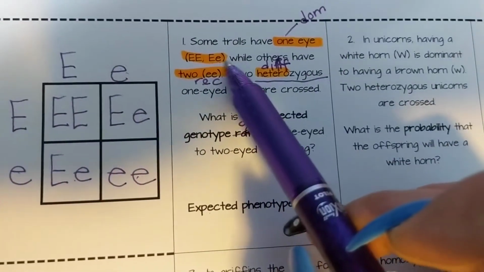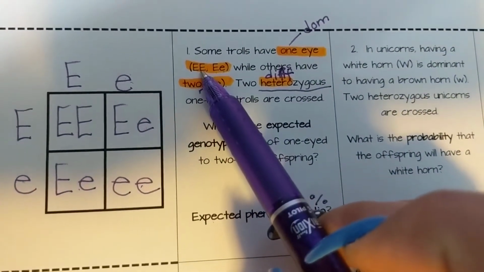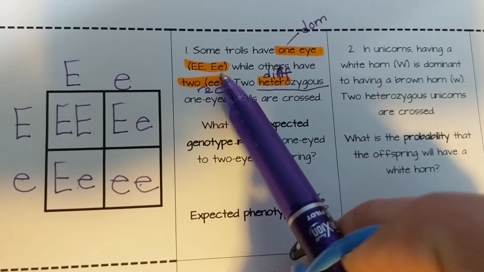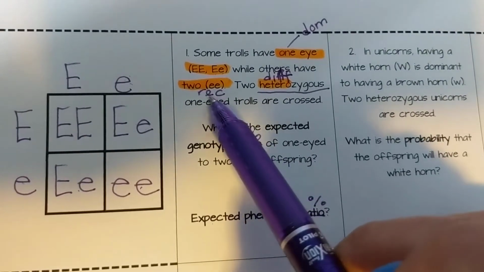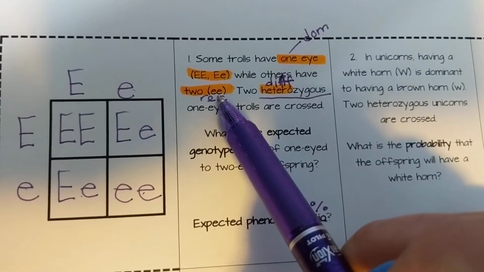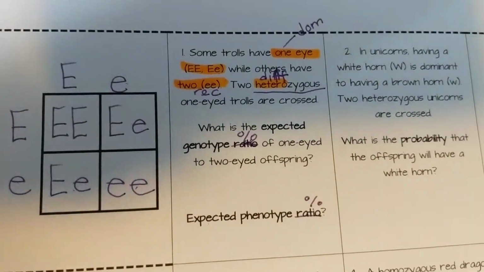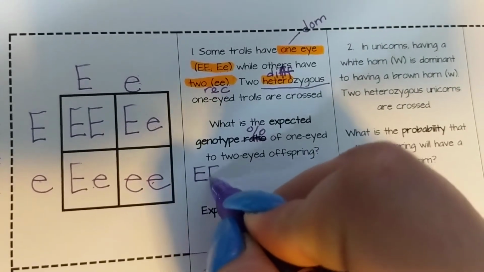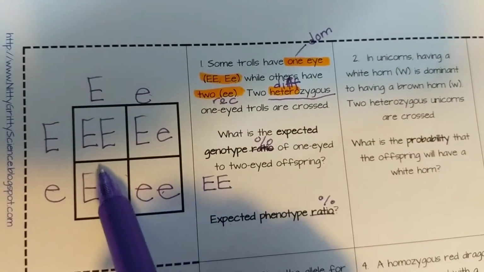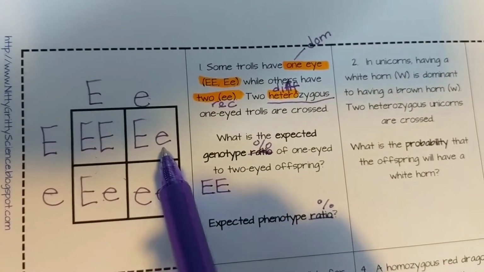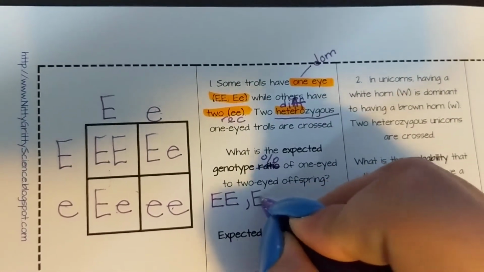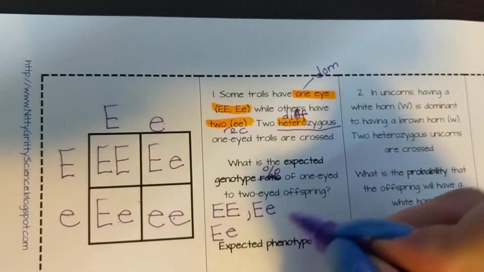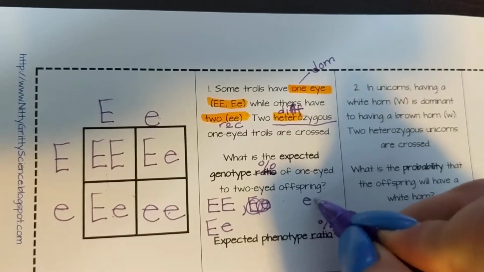Well, going back up to our question, we know to have a one-eye offspring, you must have capital E or capital E lowercase e. And to have a two-eyed troll, you must have lowercase e. So we're just going to figure out percentages. So my possible genotypes, based on my Punnett square, is capital E, capital E, lowercase e, and I guess I should have written like this, and then lowercase e.